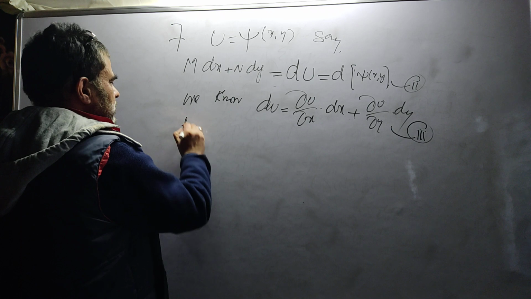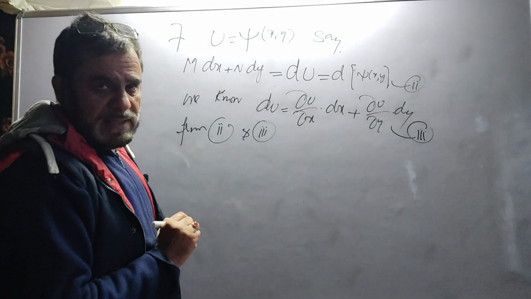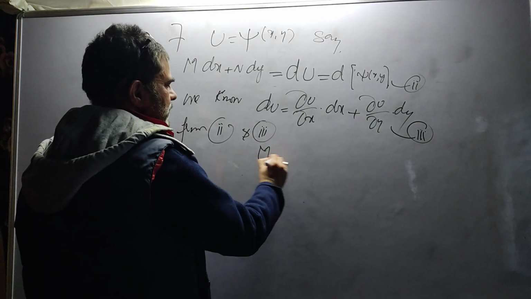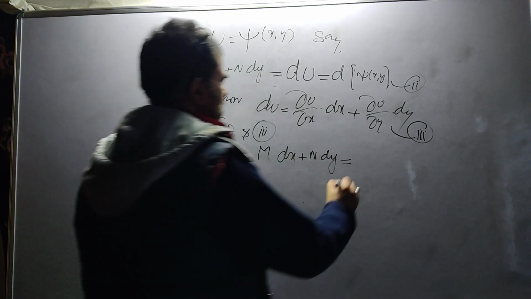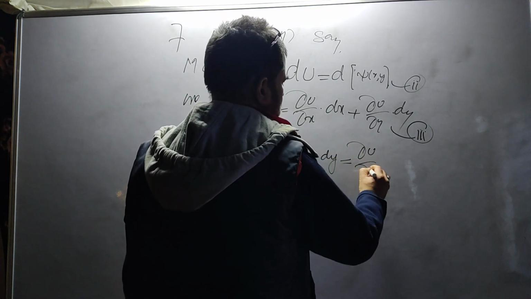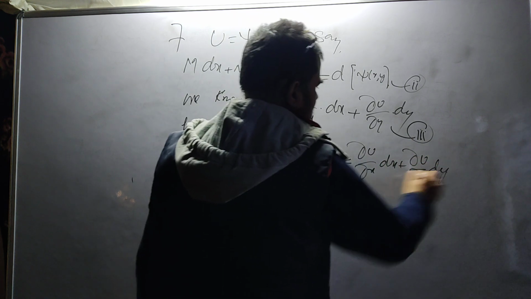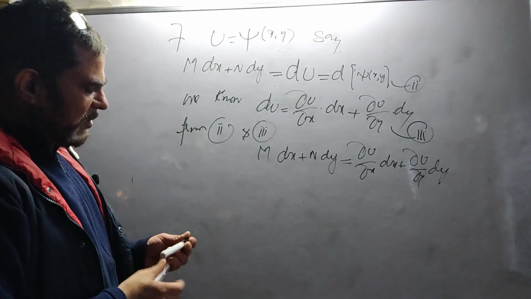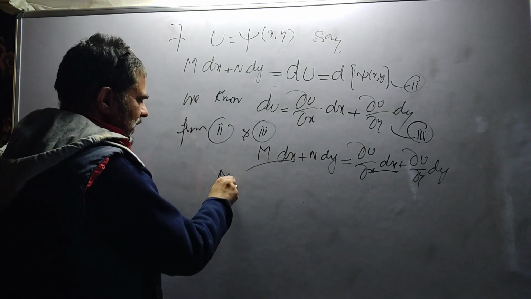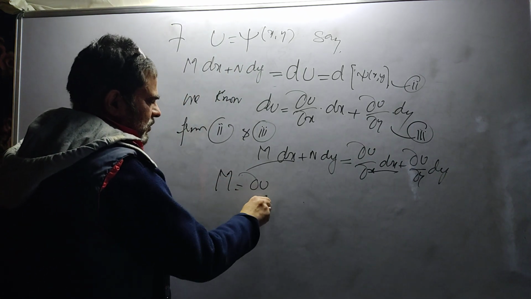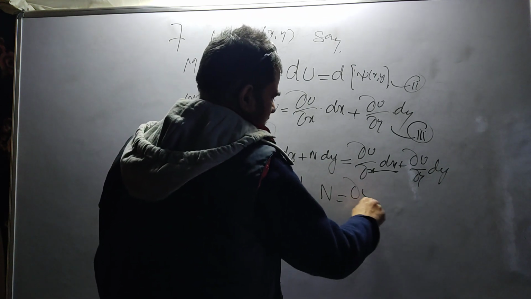From second and third, what do you get? M dx plus N dy is partial of u with respect to x dx plus partial of u with respect to y dy. Now this is the equality of the partials. By equality you can say your M is del u by del x and your N is del u by del y.